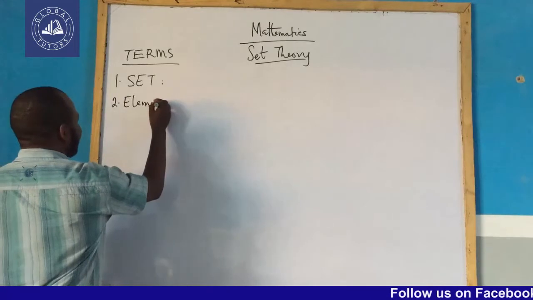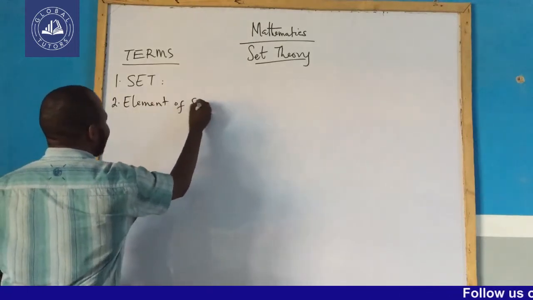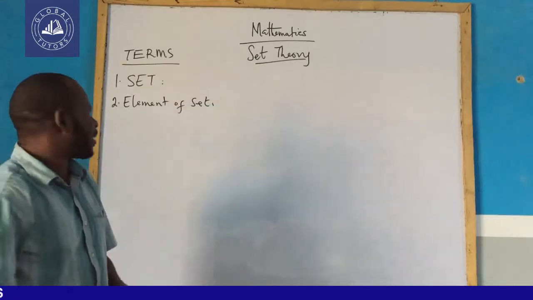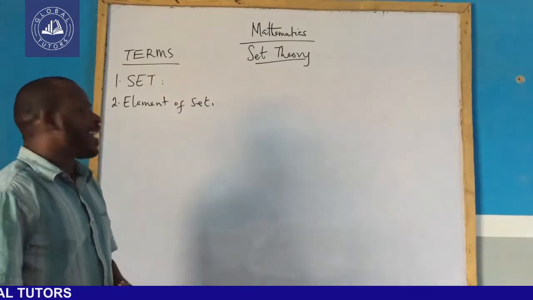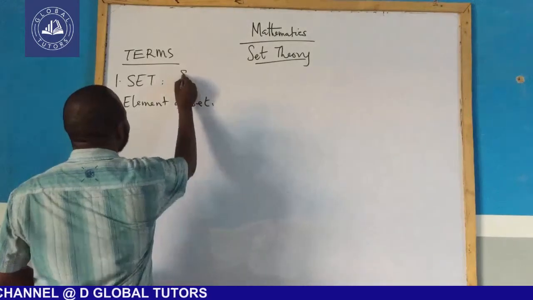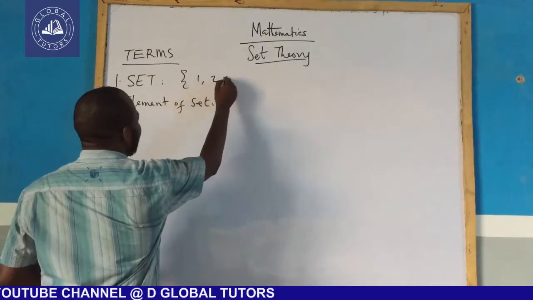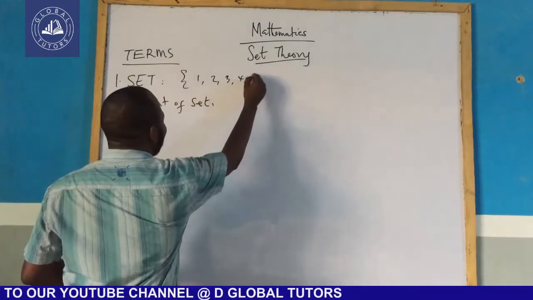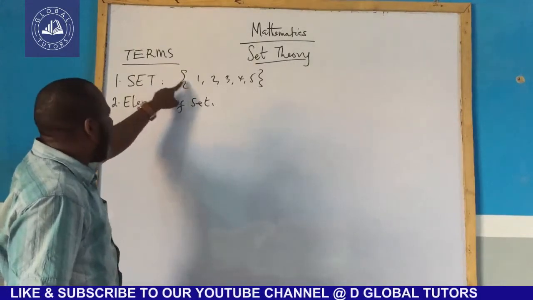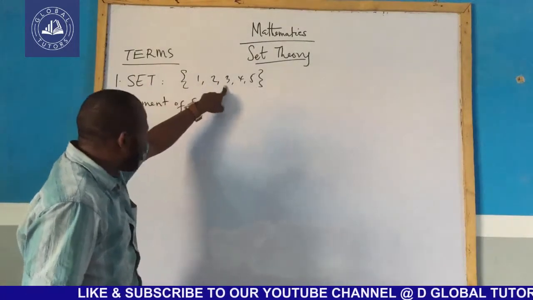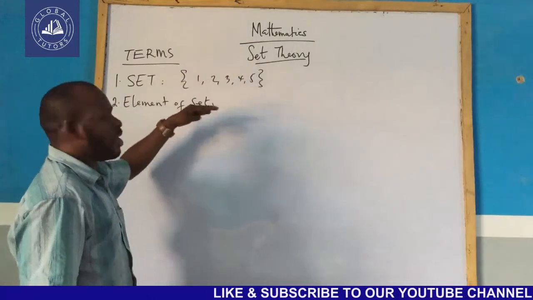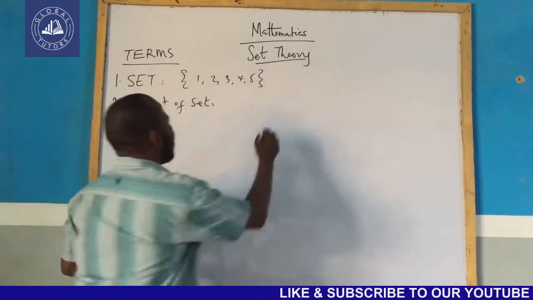Number 2, elements of set. Now, what do we refer to as elements of set? The elements of a set are the objects collected in a set. For instance, if I have a set of numbers 1, 2, 3, 4, and 5, the elements of this set are 1, 2, 3, 4, 5. What do we call elements? The objects. Those things you collect.